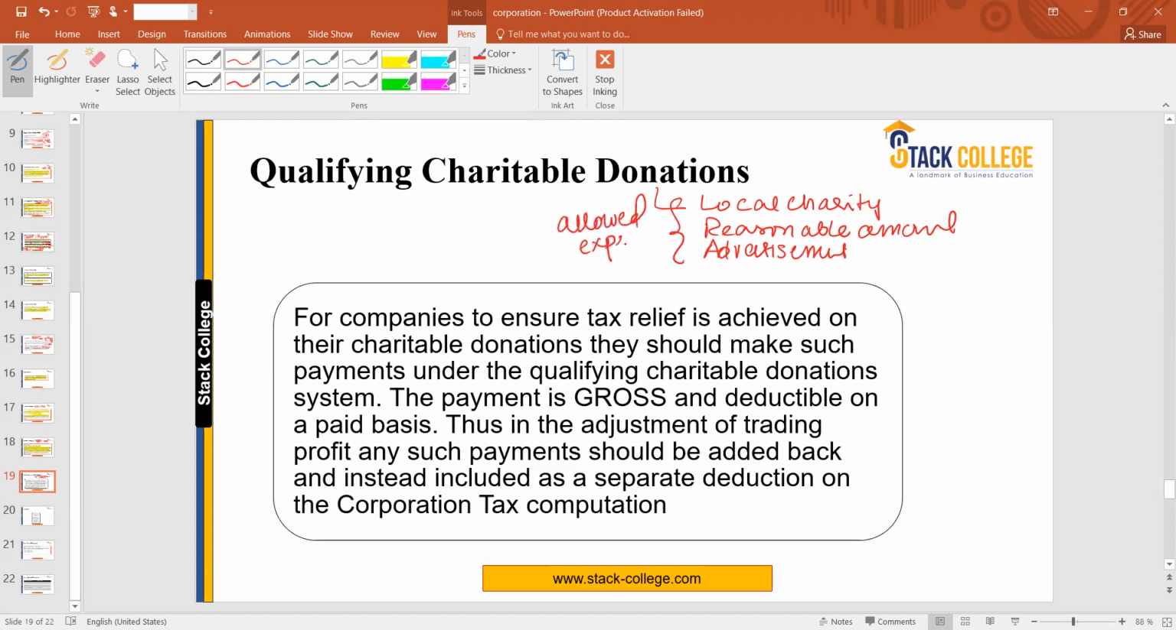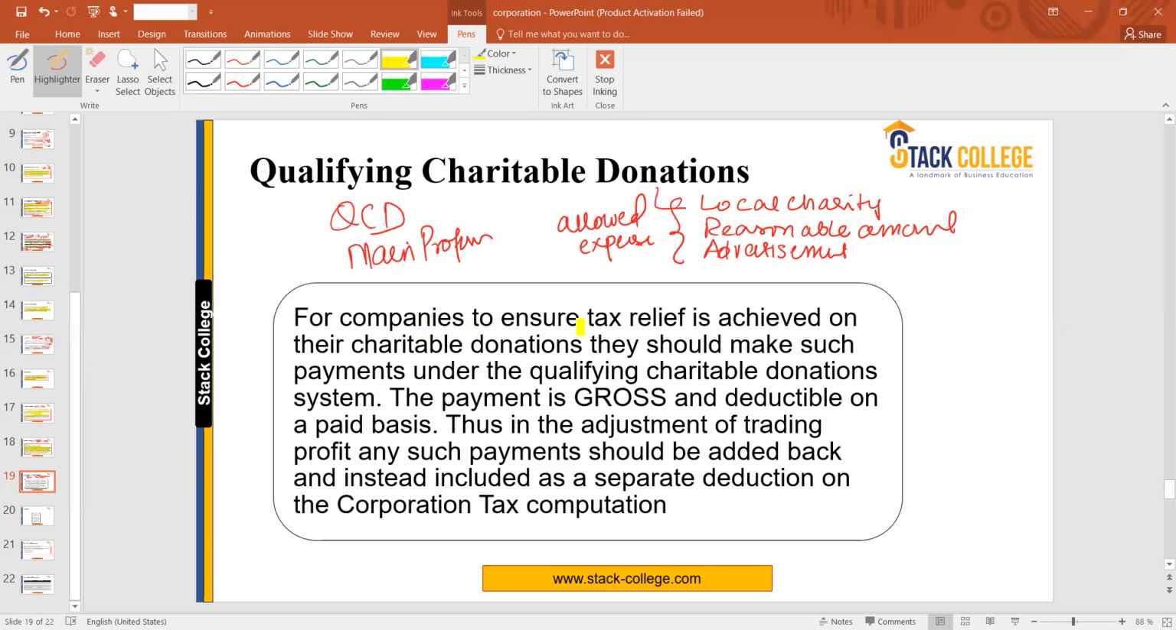But if it is given to a national charity or international charity, or it's not reasonable, then it is to be added back and disallowed. Whatever is the disallowed donation, we have to consider this as QCD in the main pro forma, and from the total profit, we have to deduct QCD.